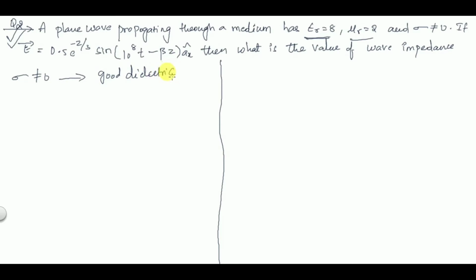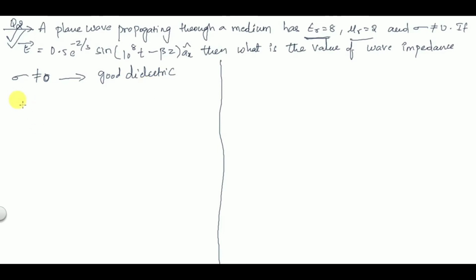Yes or no? So for free space, sigma is equal to 0. For perfect dielectric, sigma is equal to 0. For good conductor, sigma is infinity. So when sigma is not equal to 0, then it is a good dielectric medium.